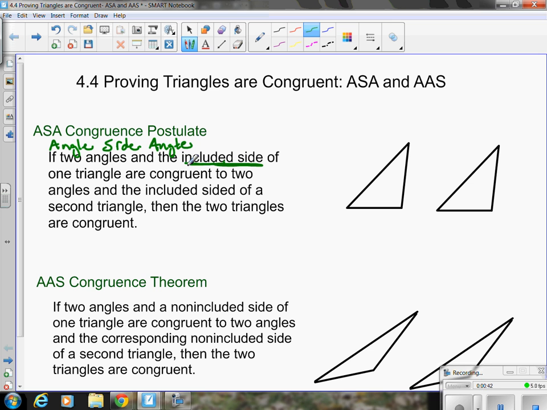The two angles and the included side need to be congruent. So for example, if I have this angle and this angle, the included side is going to be between the two angles. In this example, if I have these two angles, I need this side and the corresponding angles and corresponding side here. Those are all congruent, and the triangles are congruent.